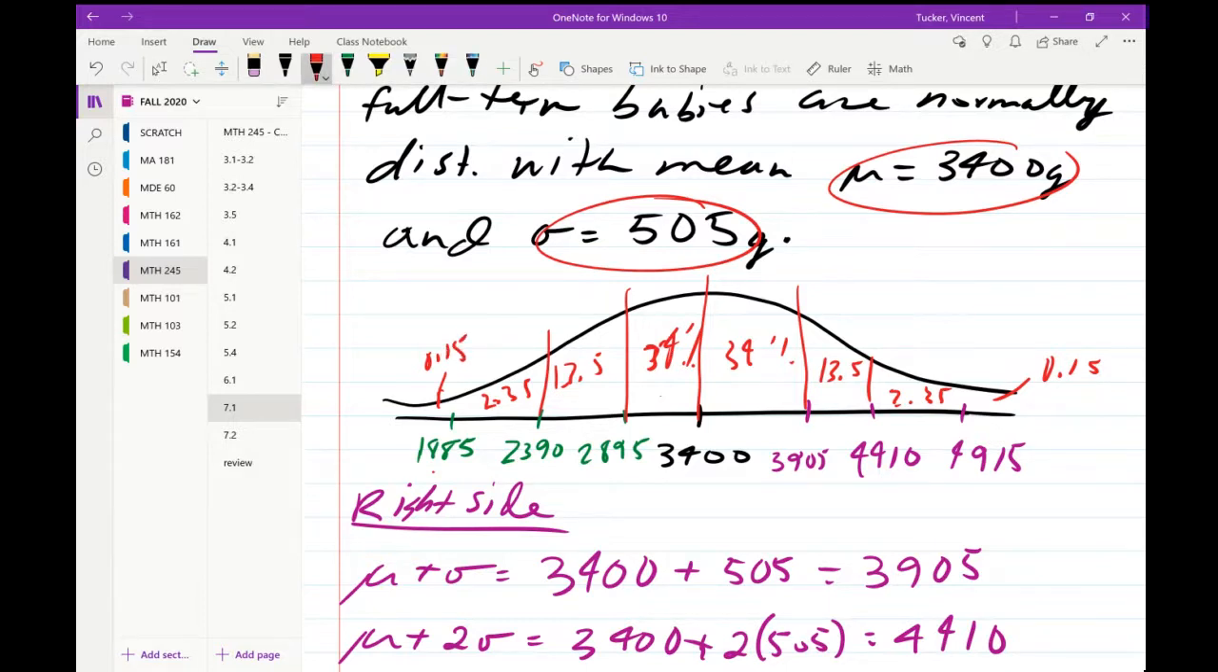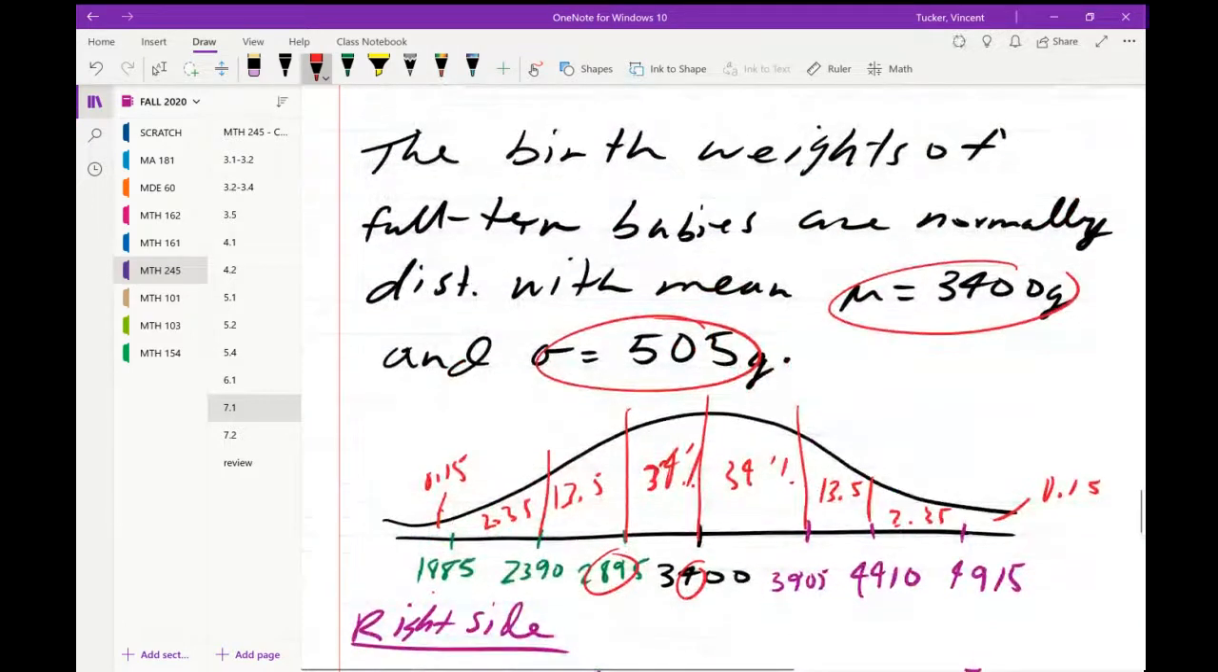So what that means is that in between 2,895 and 3,400, there's 34%. So in other words, there's a 34% chance that the full-term baby will weigh between 2,895 grams and 3,400 grams. That's what this stuff means. So if you want to know what's the percentage or what's the chance that a baby would be in between 3,905 and 4,915, you would add these 2 percentage chunks together.